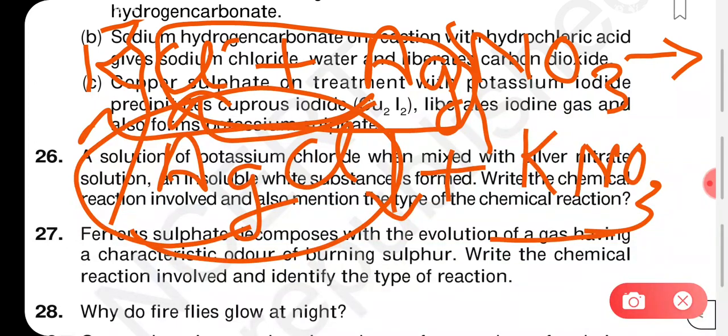And because the displacement is taking place with both the reactants, KCl and AgNO3, these are the two reactants we have here, in both of them there is a displacement taking place, so we can call this a double displacement reaction. Also it is a precipitation reaction because AgCl is formed as a precipitate. Fine. So the type of reaction is double displacement and precipitation reaction.